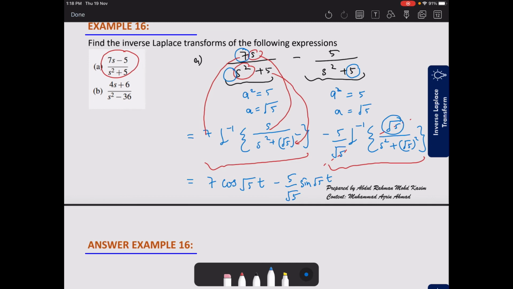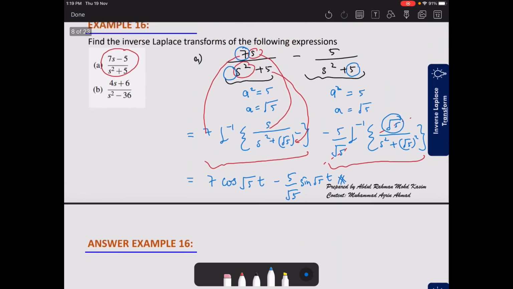Okay, so please be careful. Sometimes you get a little bit confused, but if you go one by one, step by step, then you will reach the correct answer. All right, so now let's continue to the second question.